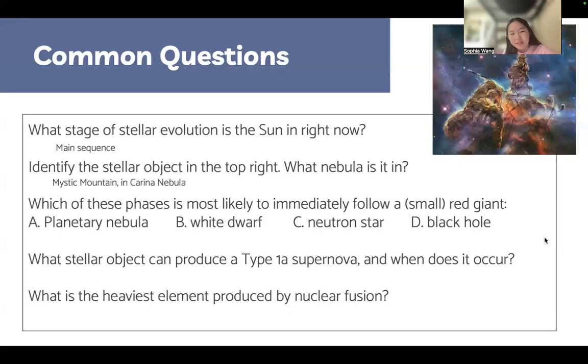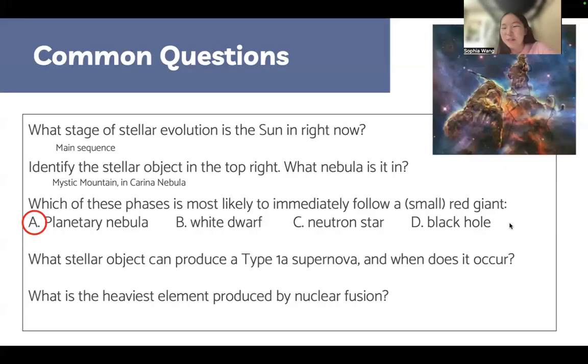So, next, which of these phases is most likely to immediately follow a small red giant? A, B, C, D. Put some answers in chat. Wow, correct. It's a planetary nebula.